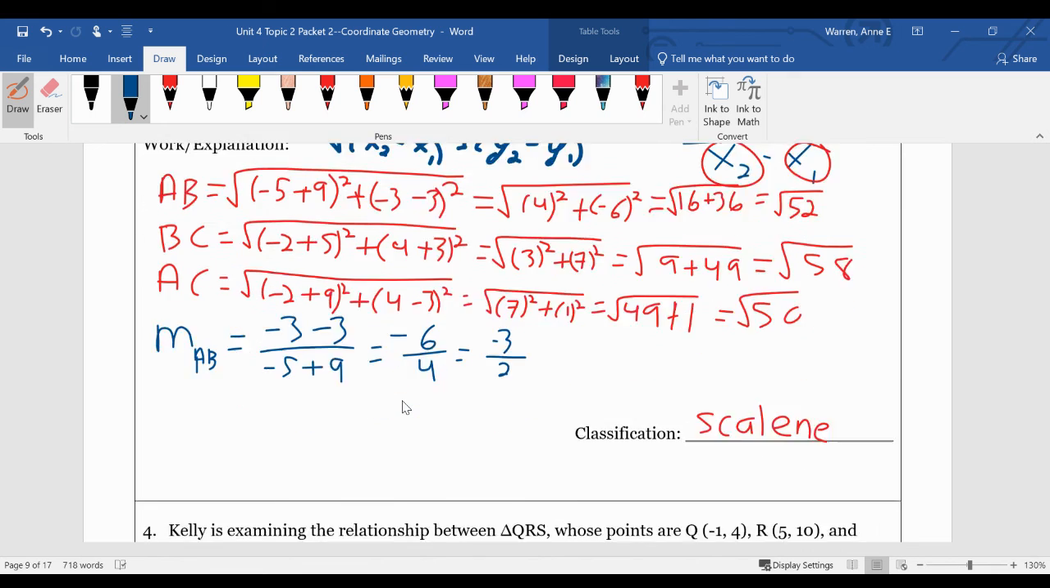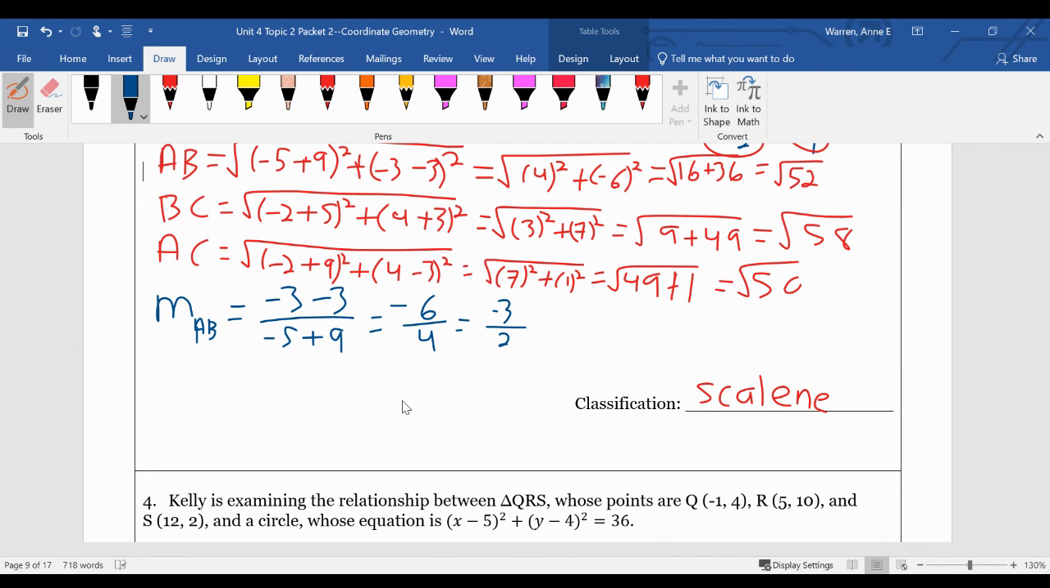Okay. Now what I want you guys to do, if you haven't yet, is go ahead and find the slope of BC and the slope of AC. You can pause the video and come back to check for the answer.